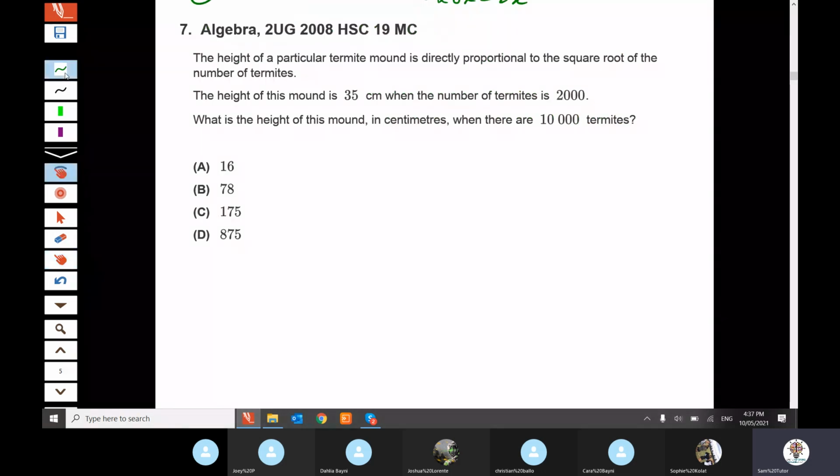Number 7. Let's read again. The height of a particular termite mound is directly proportional. All right, if it's directly proportional, is that in the denominator now? No, it's not inverse. If it's inverse, it's in the denominator. So height is directly proportional. That means k times the square root of the number of termites, square root T. Step 1, you've got to write an equation for these questions. Step 2, always finding k.